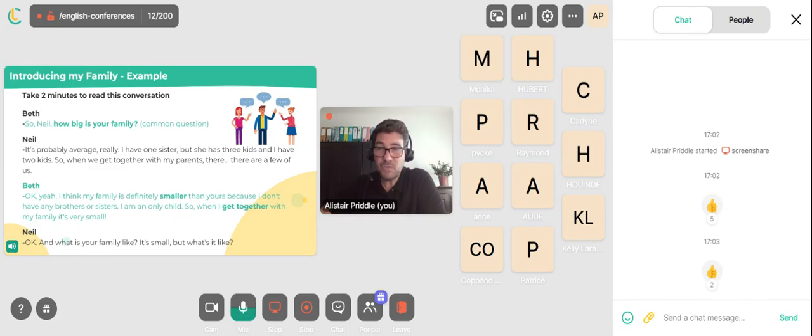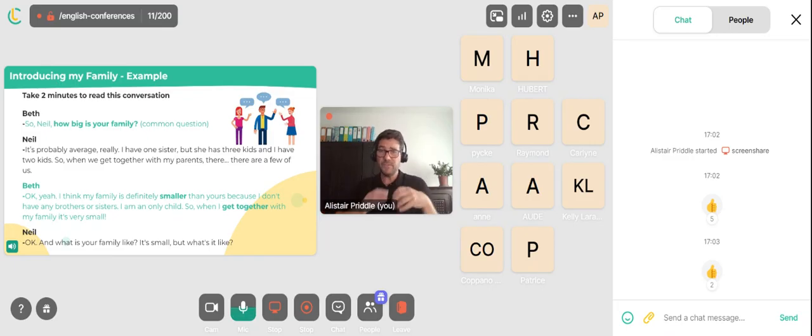Beth. So Neil, how big is your family? Neil. It's probably average, really. I have one sister, but she has 3 kids and I have 2 kids. So when we get together with my parents, there are a few of us. Beth. Okay, yeah, I think my family is definitely smaller than yours because I don't have any brothers or sisters. I'm an only child. So when I get together with my family, it's very small.